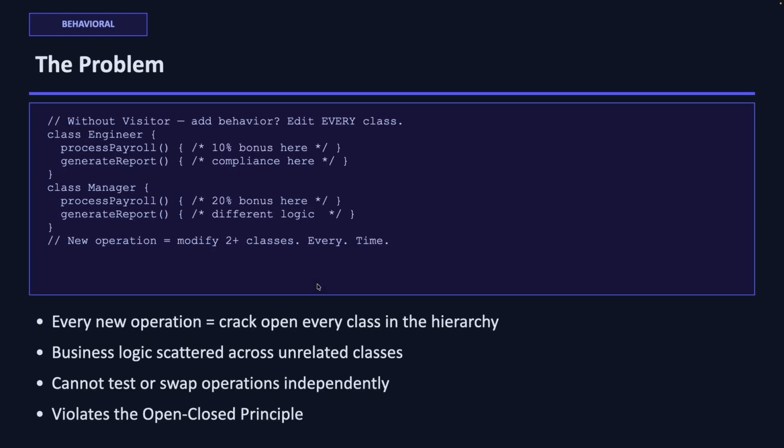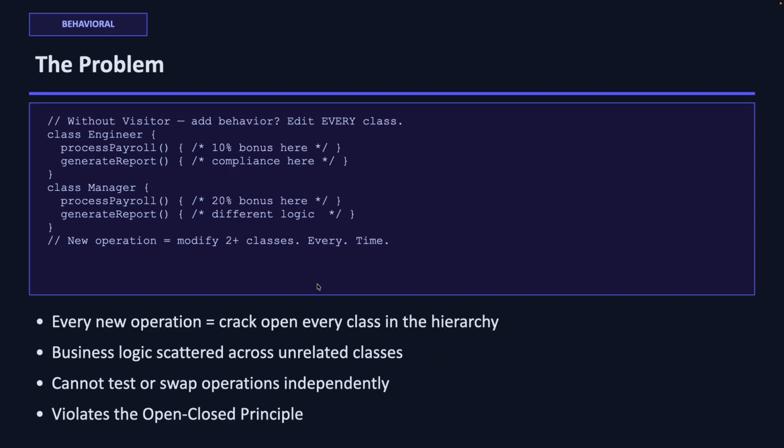When we first think about the original problem with the visitor pattern, we might first just create this class. We might create those different employees separately. We might create an engineer class, which implements the process payroll, the generate report, and we'll do the same thing again with the manager class. But both of these will just have different logic for each one.